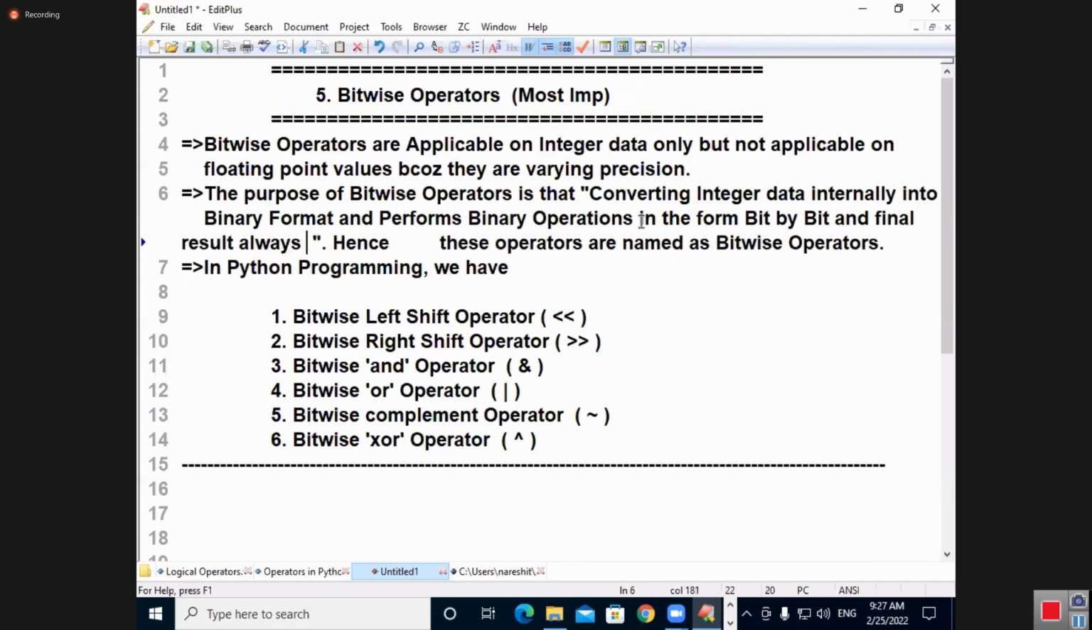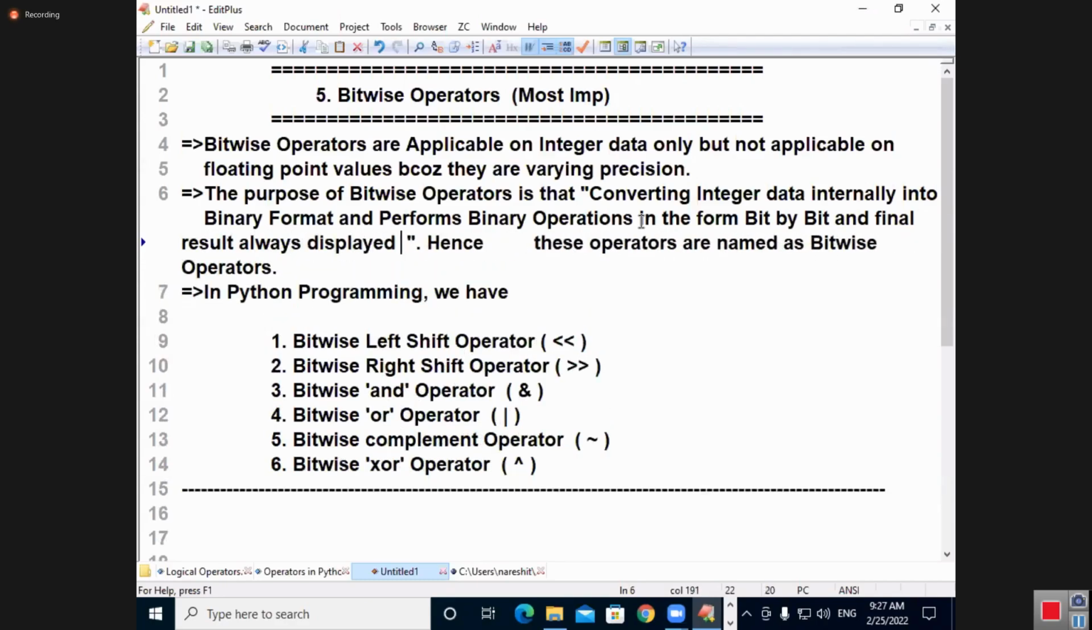The final result is always displayed in the form of the decimal number system. Decimal number system is a default number system or not? Decimal number system is the default number system. Yes. So it performs the operations bit by bit, and the final result is always displayed in the form of the decimal number system.